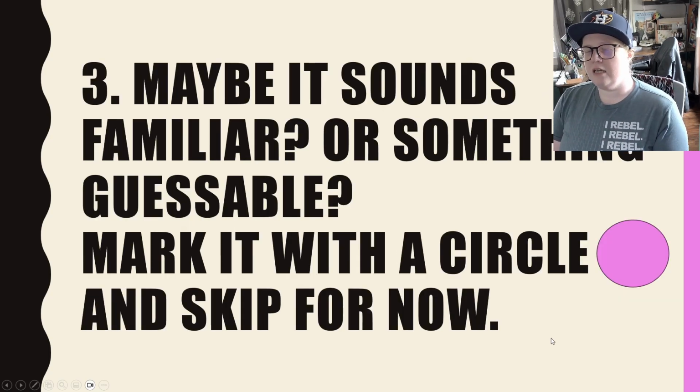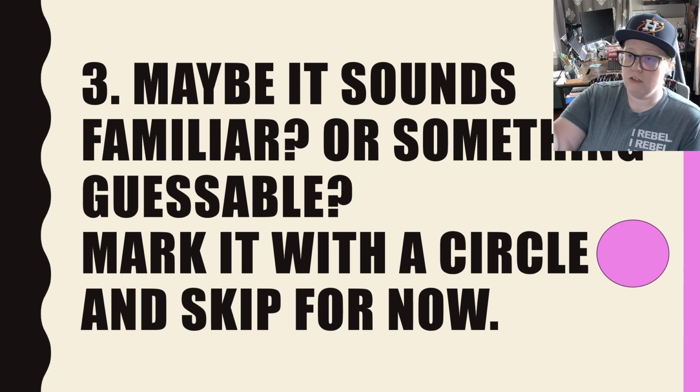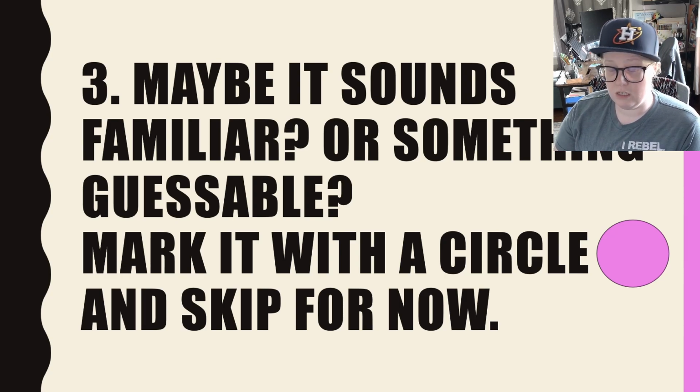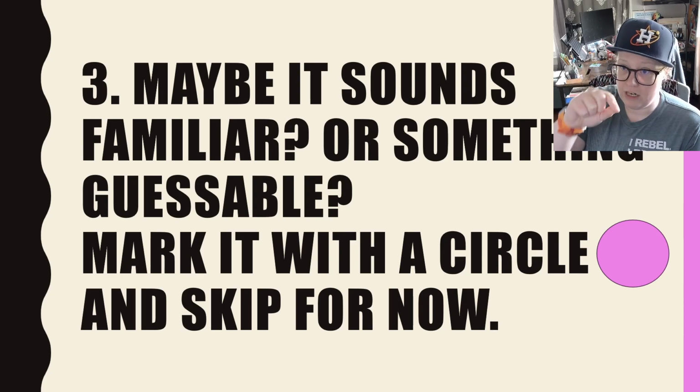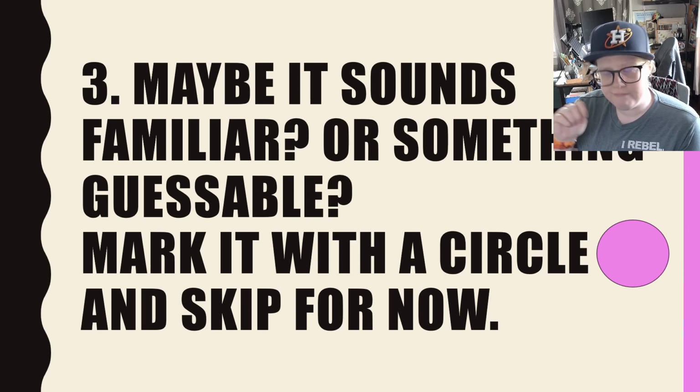So you go through the whole test, then go back to number 1. Once you've marked all of the really difficult ones with the star, start at number 1 again and skim them again. The ones where you think, I might know that, circle it, let's say.